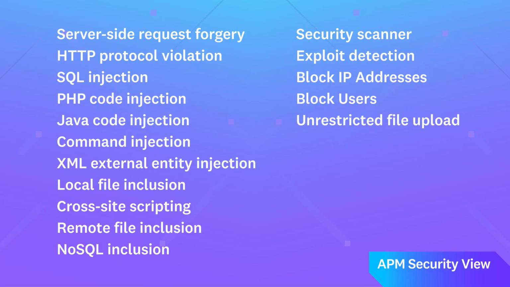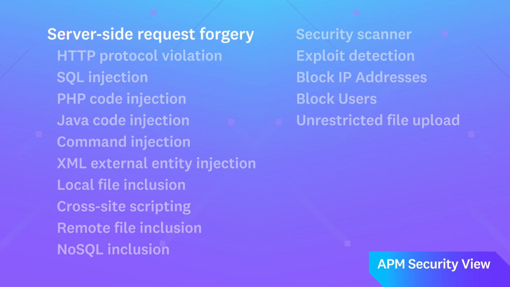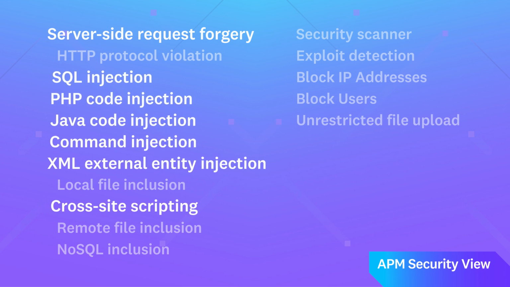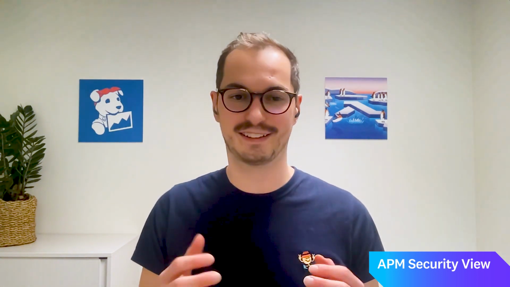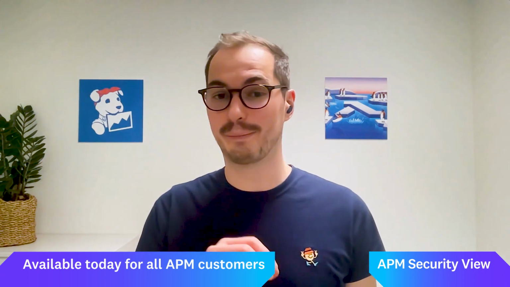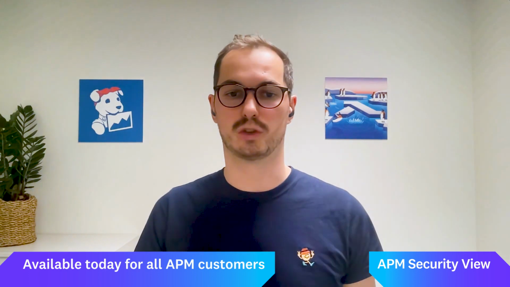APM Security View detects threats in the requests sampled by APM, including key ones from the OWASP top 10 like SSRF, injections, cross-site scripting, and much more. APM Security View provides service owners with the necessary context to become effective security champions. This is available today for all APM customers with up-to-date libraries. Nothing to deploy and no additional charges.